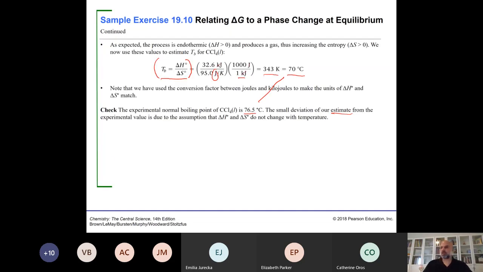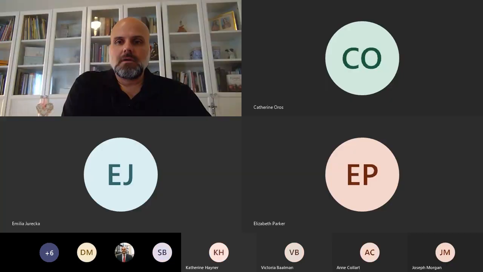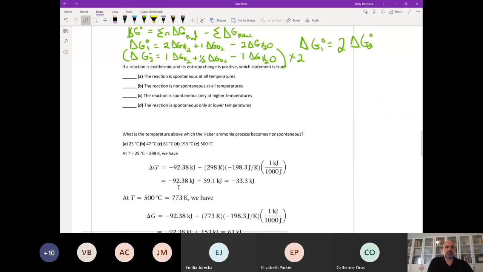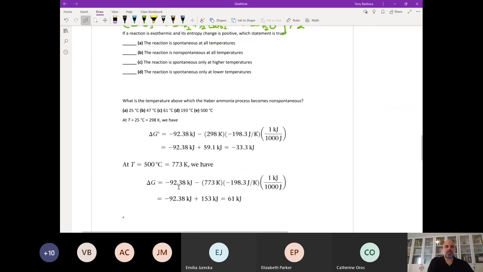All right. I have a quick sample problem for this. Next one. If a reaction is exothermic and its entropy change is positive, which statement is true? Think about that. See what you come up with.